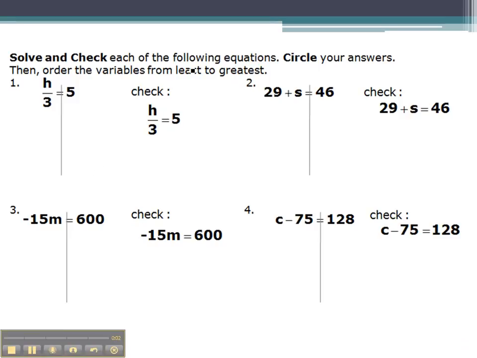This is the review for tomorrow's test on modeling and solving equations. Problems 1 through 4, we're supposed to solve and check each of the following equations, circle your answers, and then order the variables from least to greatest.